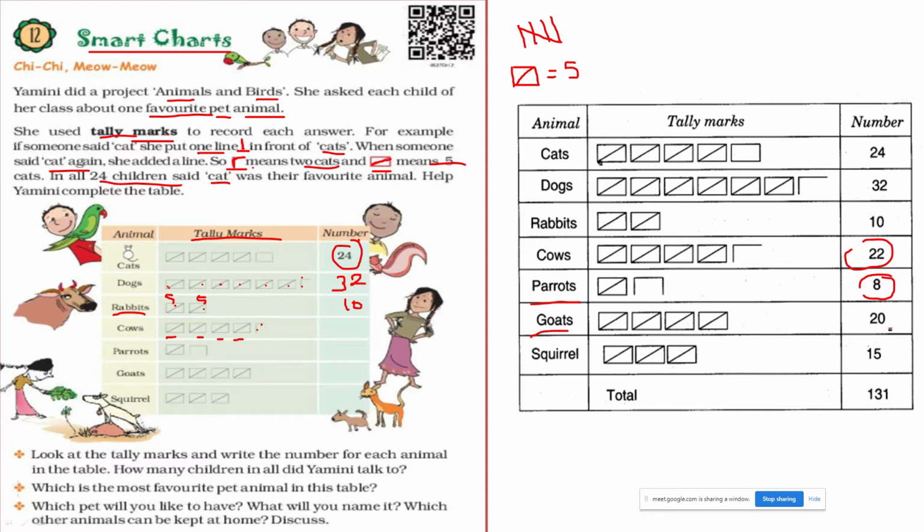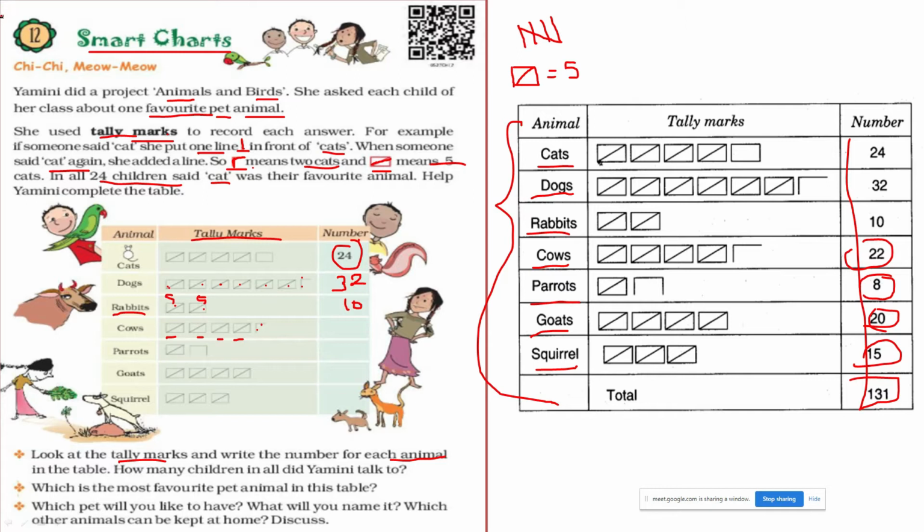Goats, nearly 20 children said. Squirrel, nearly 15 children said. Total number of children said that nearly 131. They said their favorite animals. Look at the tally marks and write the number for each animal. We have written each animal, how many numbers are there, cats how many, dogs how many, rabbits how many. These are the data collected from the classroom.